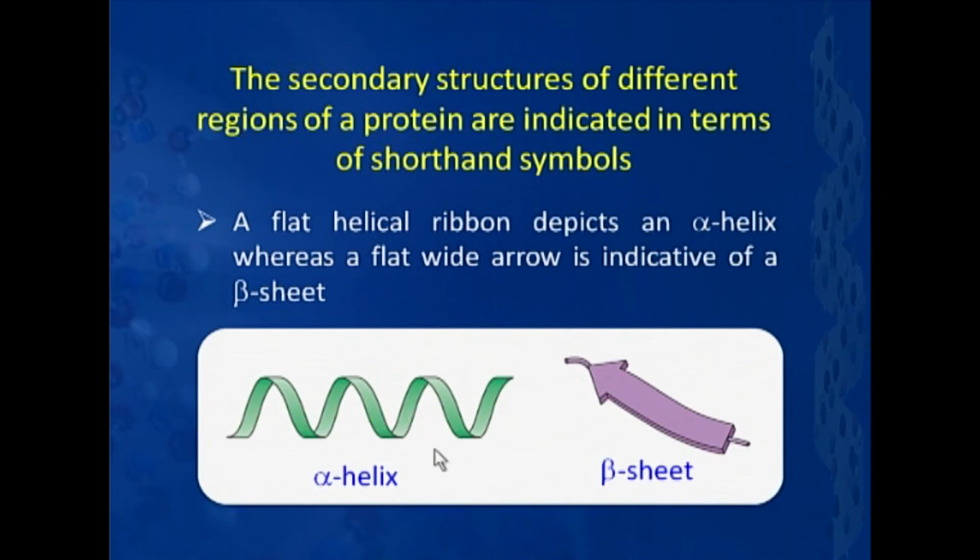Now, when we refer to higher order structures, say tertiary structure and further on, such segments, the secondary structures, are normally shown in terms of some kind of shorthand symbols. Typically, for an alpha helix we do not draw the whole structure, we just show a flattened coil of this kind. This basically refers to an alpha helix, and a flat arrow of this kind is indicative of a beta sheet structure. We will just see in a short while, when you look at a tertiary structure, that is how they typically are shown.